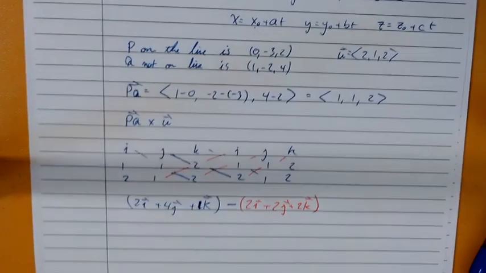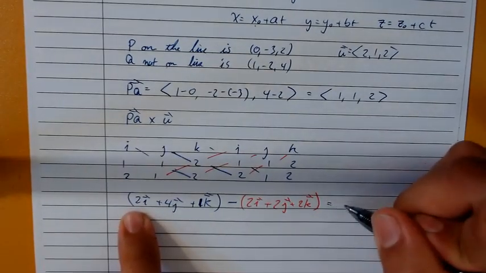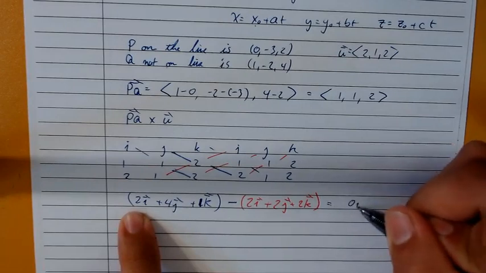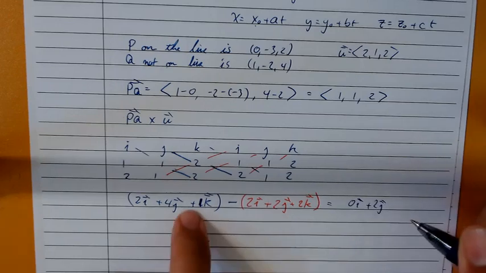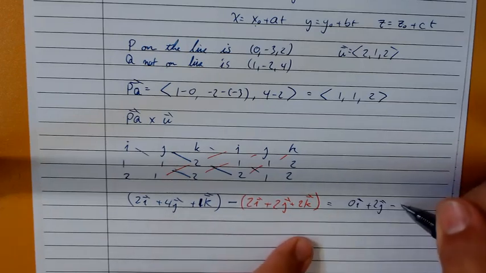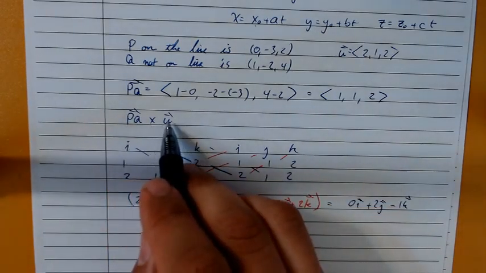So that's going to give us 2 minus 2, that's 0. So that's going to be 0I. 4 minus 2, that'll give us plus 2J. And then 1 minus 2, that gives us negative 1K. All right, so that gives us our PQ cross U.